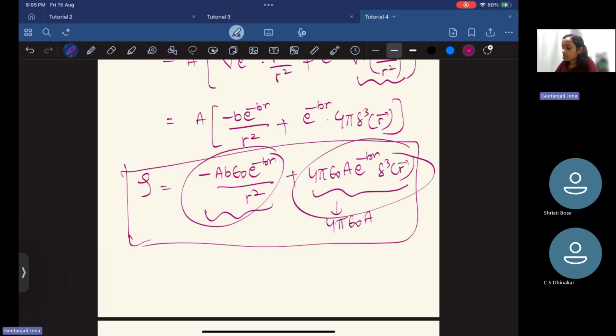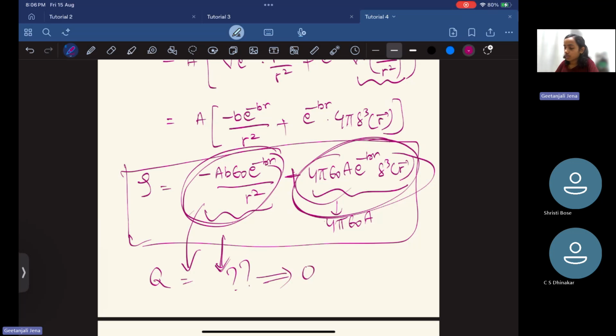If you ignore this, the answer you will get is this one, using the same procedure that we have followed. Okay, but you can see here this also has an additional term, which is 4 pi epsilon naught a, and because of this term the total charge will be 0. Check whether the total charge is 0 or not. If you have any doubts, then let me know in the next live session. So this will give 0.